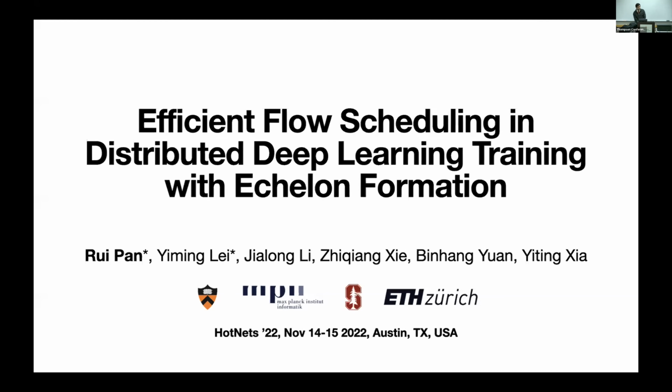Thanks. Great, let's begin. So for our next talk, I'd like to introduce Ray Pan. Ray is a first-year PhD student at Princeton University, advised by Ravi Netravali. Prior to joining Princeton, he received his bachelor's from University of Wisconsin, and he did an internship at Max Planck in Germany, where he did this work. So today he's going to present efficient flow scheduling in distributed deep learning training with echelon formation.